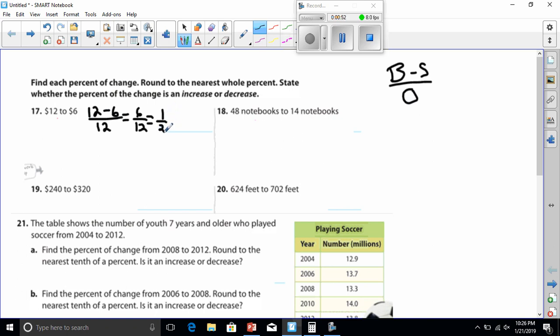If we put in the calculator 1 divided by 2, we get 0.5. And now we have to remember to move our decimal over 2 spaces, and we see that we have 50, so that's going to be 50%. Okay, remember to change a decimal into a percent, you have to move that decimal to the right 2 spaces. And it asks us, is it increase or decrease? Well, the price went down, so that means it was a 50% decrease.